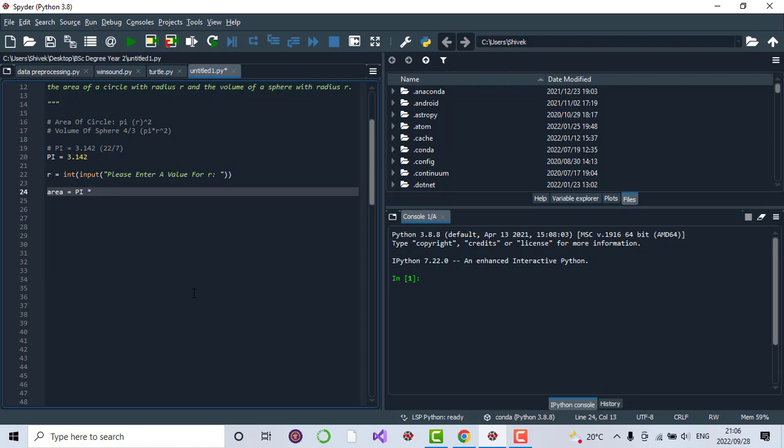The r squared essentially refers to multiplying the same value 2 times, so that's just r times r to make life easy for us. The alternate way would be to have pi and raise r to the exponent of 2, using the double asterisk sign. So that's area. Moving on to volume, this is the interesting one.